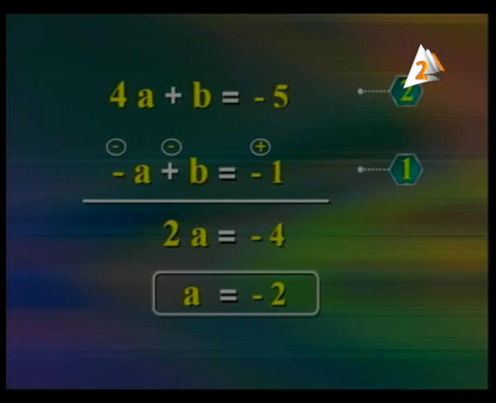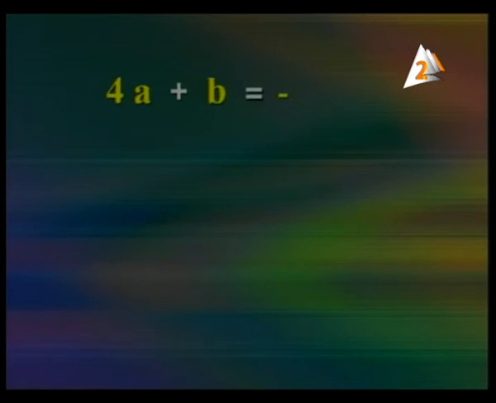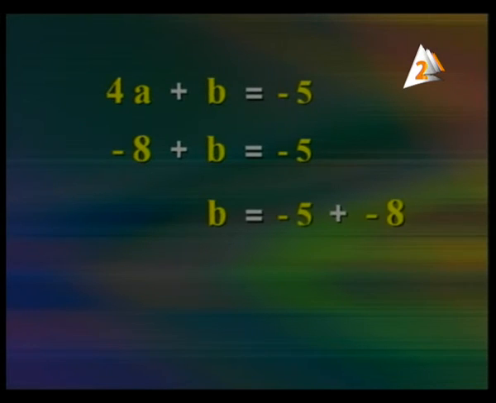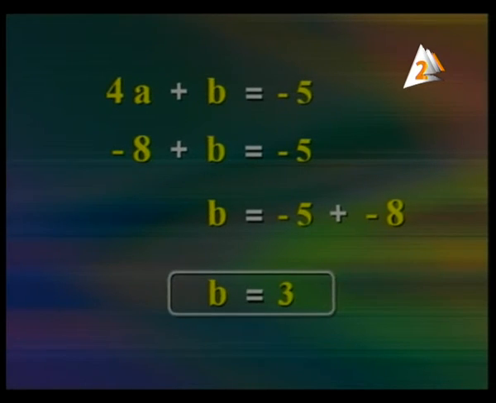2a equals negative 4, a equals negative 2. Substituting in the first equation, 4a plus b equals negative 5, so negative 8 plus b equals negative 5. Therefore b equals negative 5 plus 8, which equals 3.